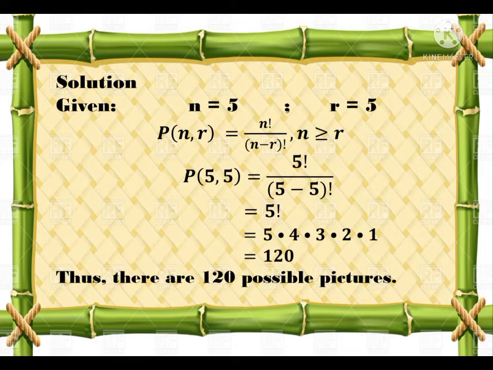Next, substitute the values of n and r to the given formula. So we have the permutation of 5 objects taken 5 at a time is equivalent to 5 factorial over 5 minus 5 factorial. Then, we need to simplify. 5 factorial is equivalent to 5 times 4 times 3 times 2 times 1, and that is equivalent to 120. Thus, there are 120 possible pictures.